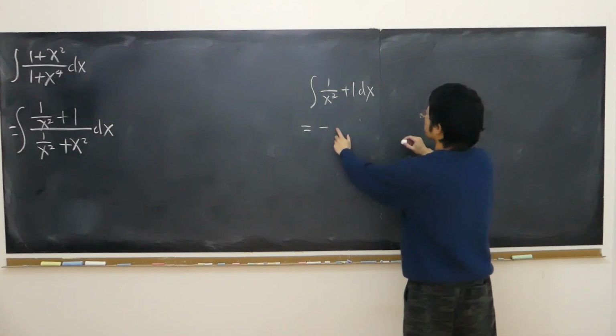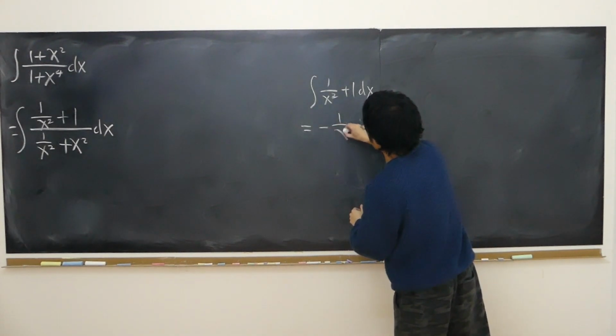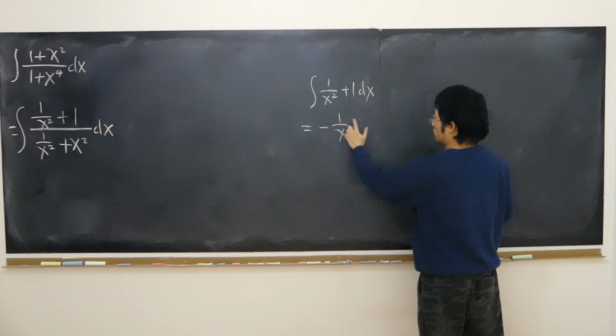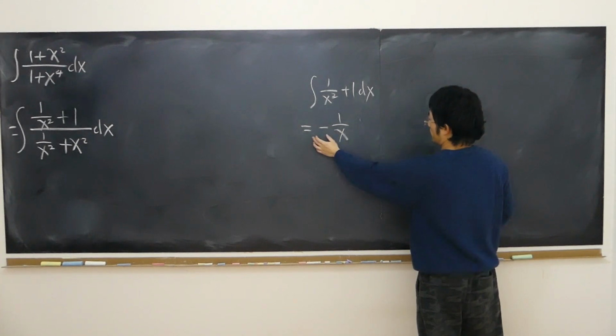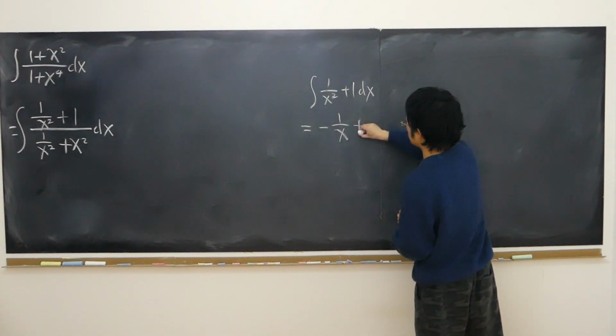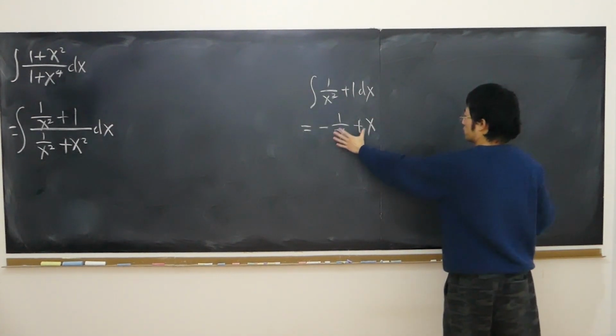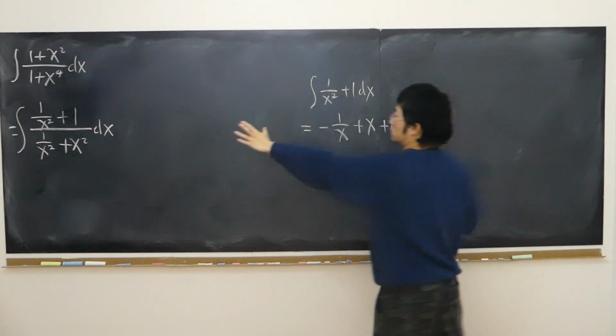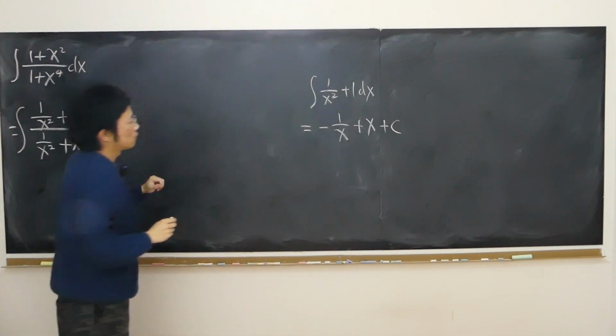So this is easily negative 1 over x, simply because the derivative of 1 over x is minus 1 over x squared, so minus 1 times minus 1 gives positive 1 over x squared, this term. And the antiderivative of 1 is just x. So this is actually the antiderivative of this numerator.